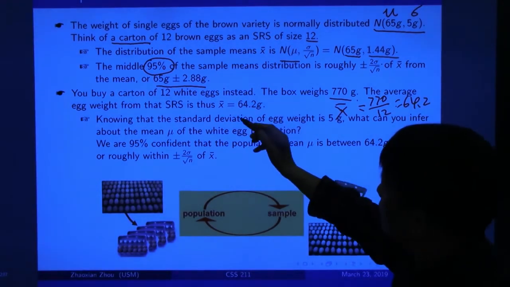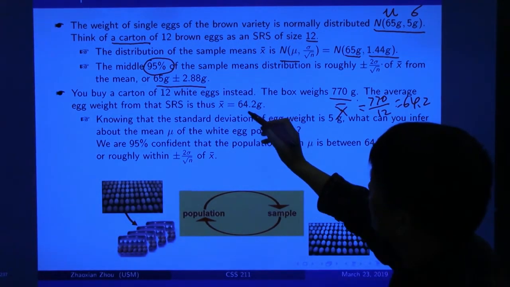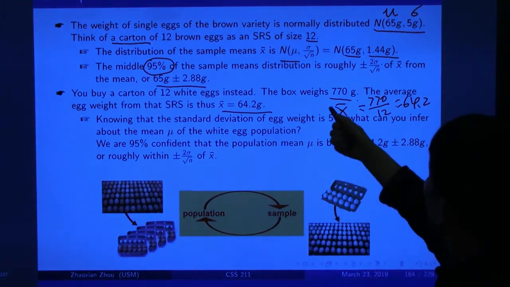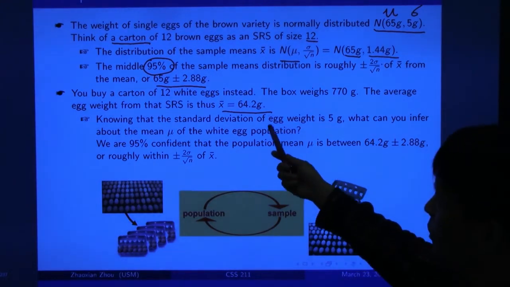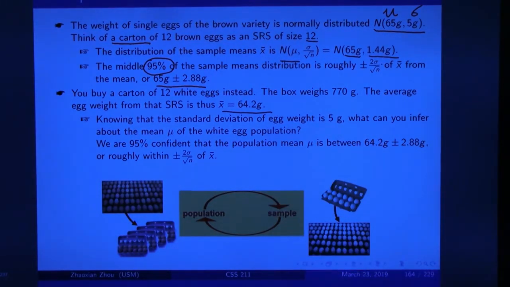So the mean of this box, or the mean of this sample, equals 64.2, which is listed here. So x bar equals 64.2. We have only this piece of information from the sample. We know the mean of the sample equals 64.2.